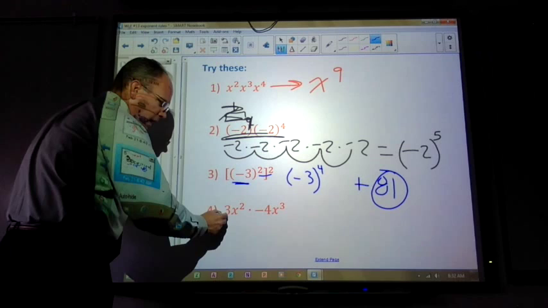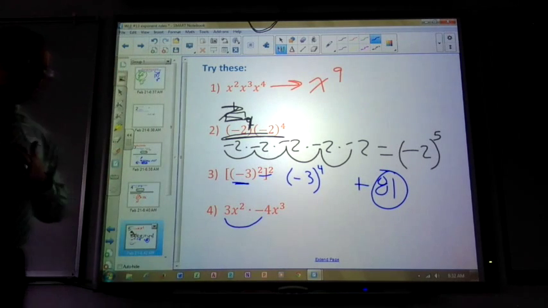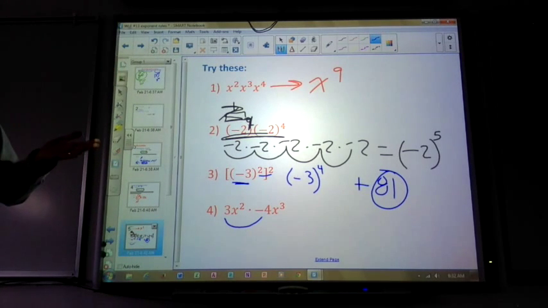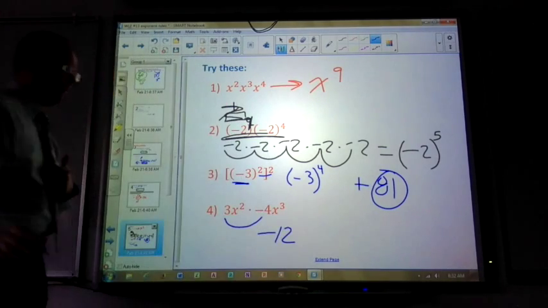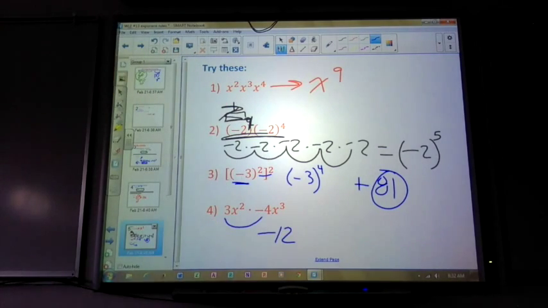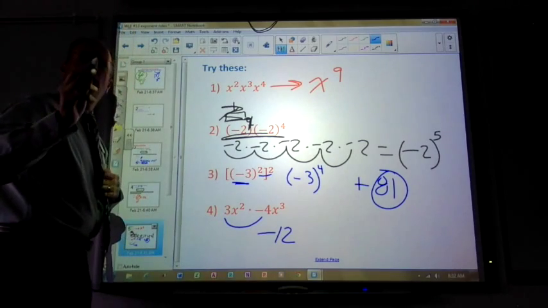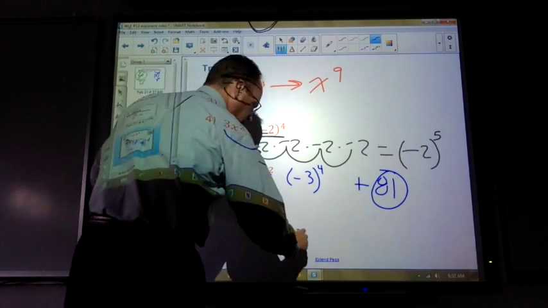So this one has a little trick to it. What is 3 times negative 4? Negative 12. Does everyone feel okay with where this negative 12 is coming from? And then I have x to the second. Stephen, help me out on this one. X to the second, x to the third, being multiplied together, what do I do with the exponents? Add them together so I get? Yeah, x to the 5th.